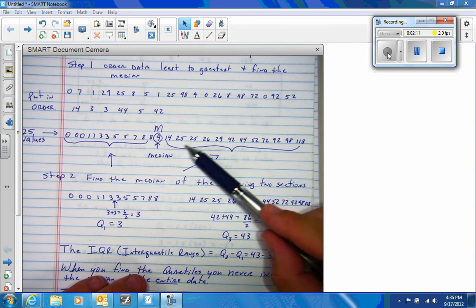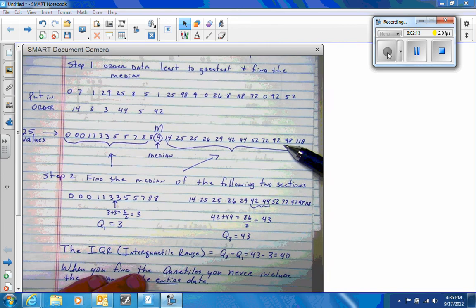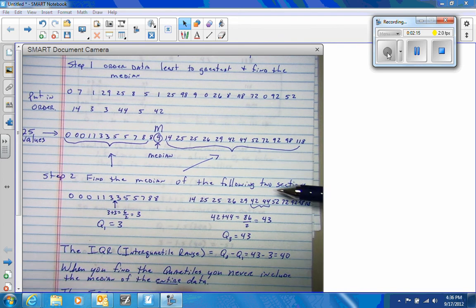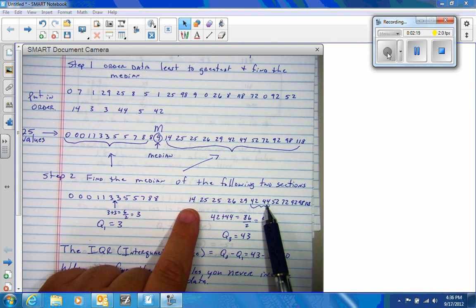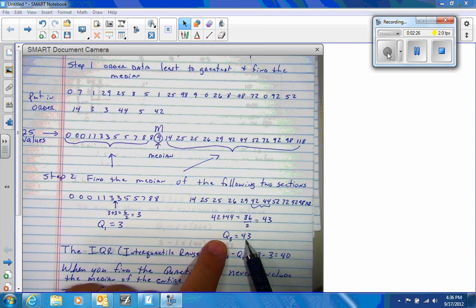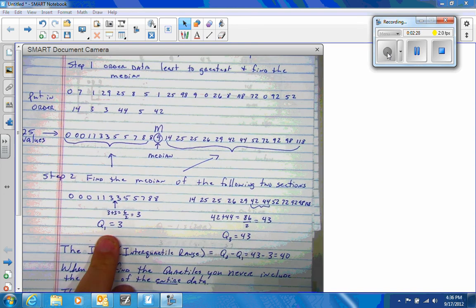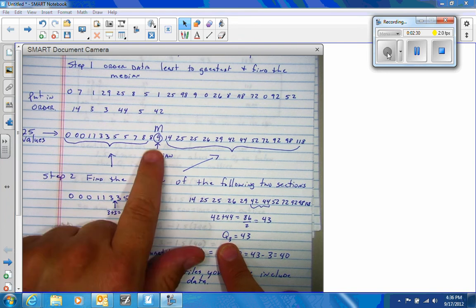Now, you're going to take the rest of the 12 numbers and do the same thing. Once you find the middle two numbers, which are 42 and 44, you add them together, get 86, cut them in half, and you get 43. We're going to label this as Q3. So quartile 1, quartile 3, and median.